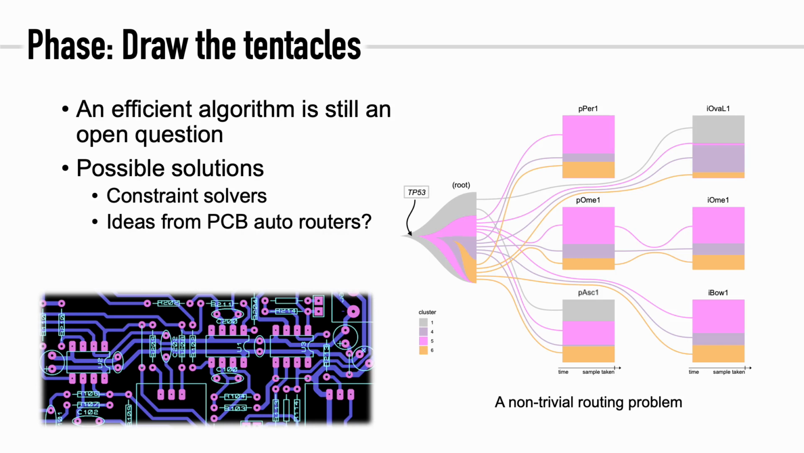Then drawing the tentacles. Well, an efficient algorithm is still an open question. Here's an example of a non-trivial routing problem. I have drawn this manually, so I had a chance to make these tentacles go between the samples nicely and find a proper layout. But doing this automatically, it's difficult. So maybe constraint solvers could be used, or maybe printed circuit board autorouters could be used. Well, not used, but they might offer some ideas.